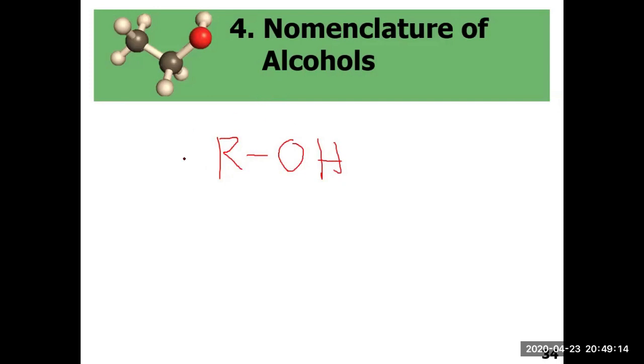For this to be classified as an alcohol, the R group should be sp3. This OH is what we call the hydroxyl group. All right, so how do we give names for alcohols?